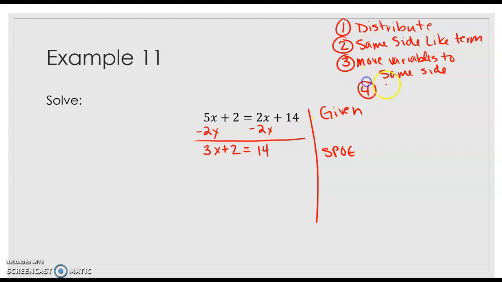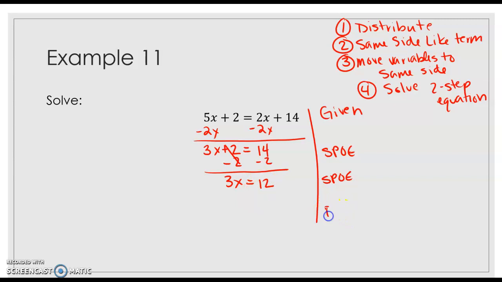So our fourth and final step is to solve the two-step or one-step equation, because sometimes it does end up becoming a one-step equation. And we already know how to do that. Since this is plus 2, I'm going to subtract 2. So I'm using subtraction property of equality again. And so now I've got 3x equals, and 14 minus 2 is 12. And then using our division property of equality, I'm going to divide both sides by 3. So then x equals 4.